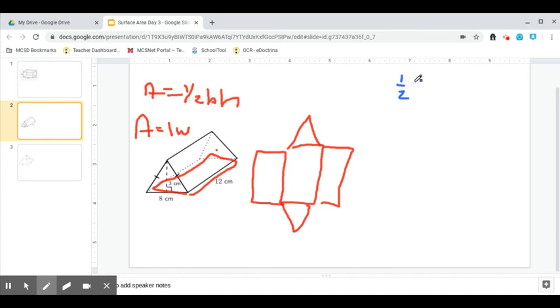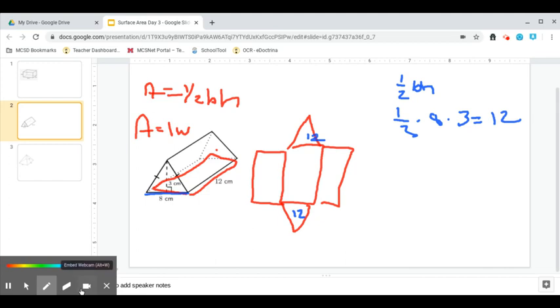Okay, now let's look at this triangle here. Half base times height. So I have 1/2. The bottom of this thing is 8, so the base is going to be 8. The height, how far it is from top to bottom, says right there is 3. Half of 8 is 4, times 3 is 12. So the area of the triangles are each going to be 12.